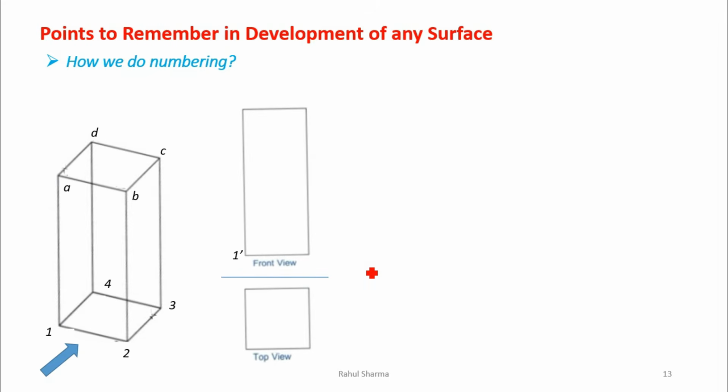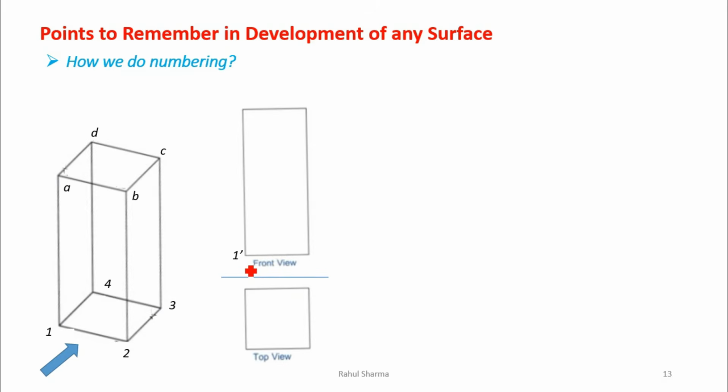Now if I say in this object, when you see from this side, from the arrow side, can you tell me which points will be visible? You can see the points 1 and 2 only in the front view, here A and B only, but where will 3 and 4 go? When you see from this side, 1 will hide the point 4, 2 will hide the point 3. So 3 and 2, 4 and 1 will overlap. So in the front view we use the dash.